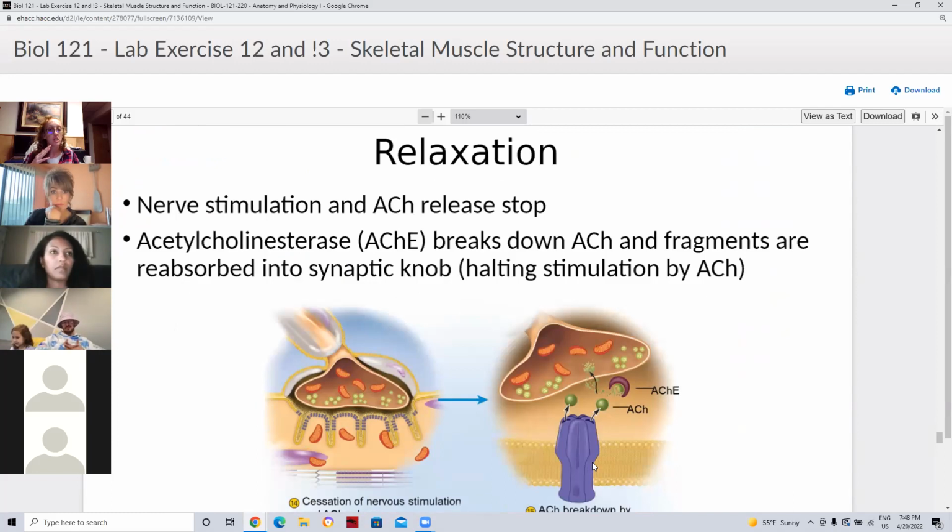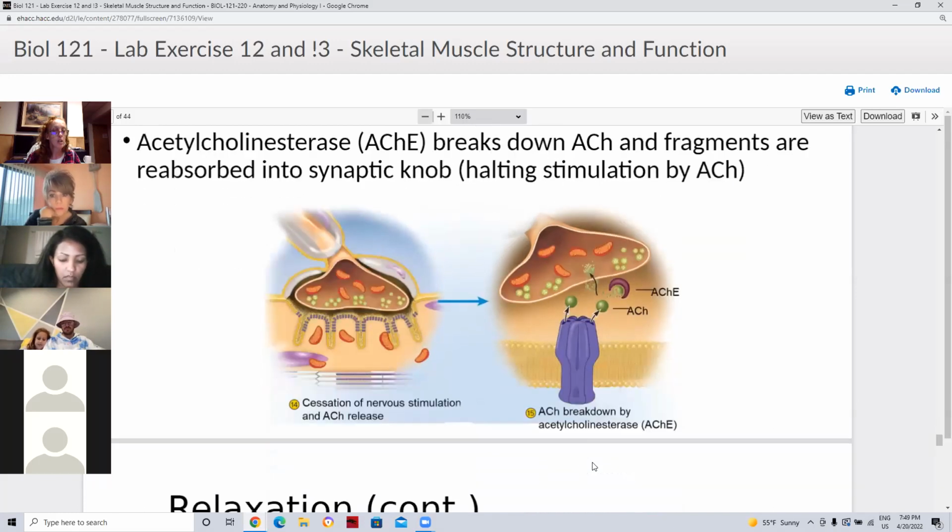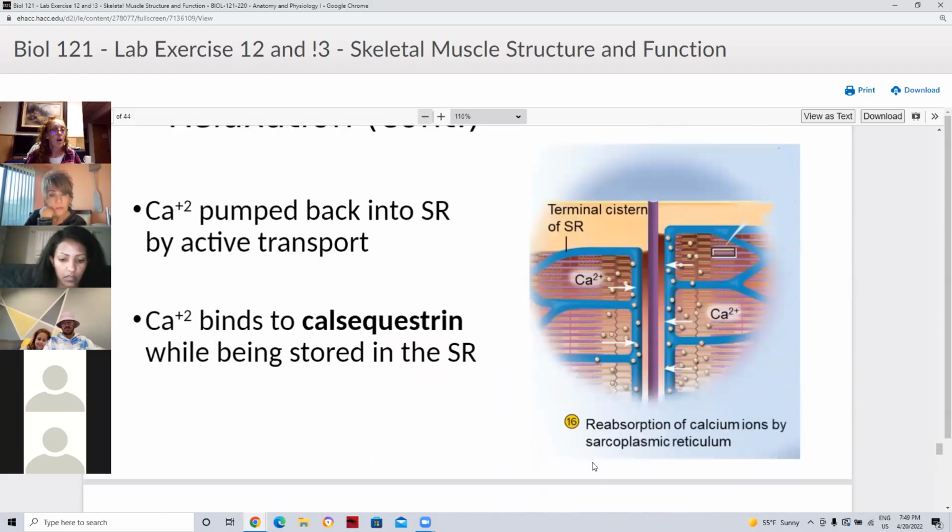Relaxation: nerve stimulation stops. Acetylcholine release stops if nerve stimulation stops. Acetylcholinesterase will break down whatever remaining acetylcholine there is, and the fragments will be reabsorbed. The calcium will be pumped back into the sarcoplasmic reticulum by active transport.